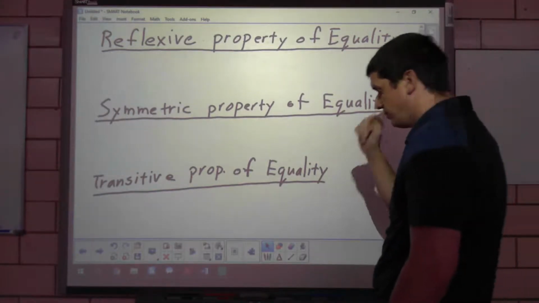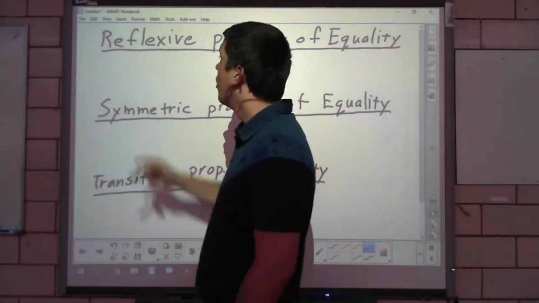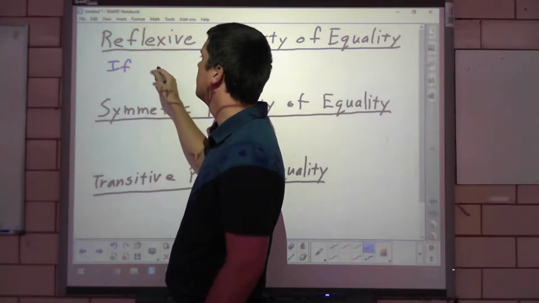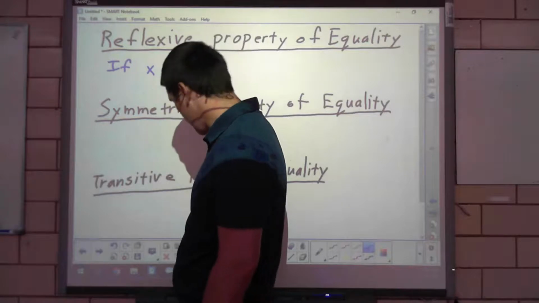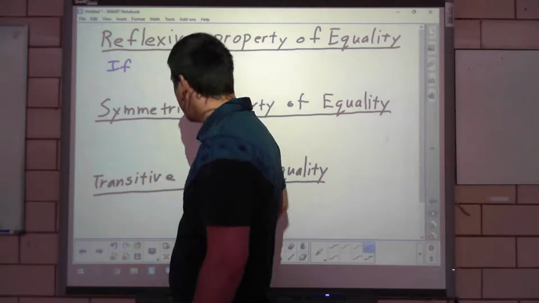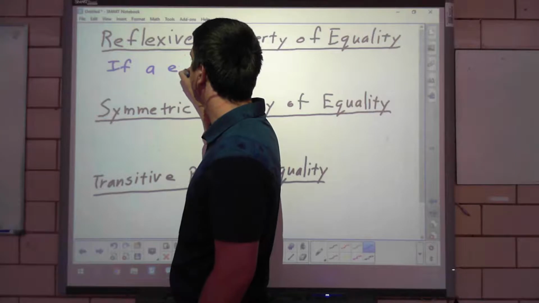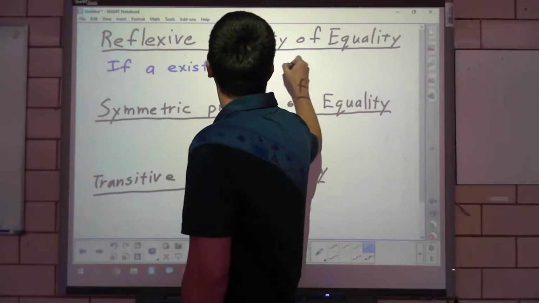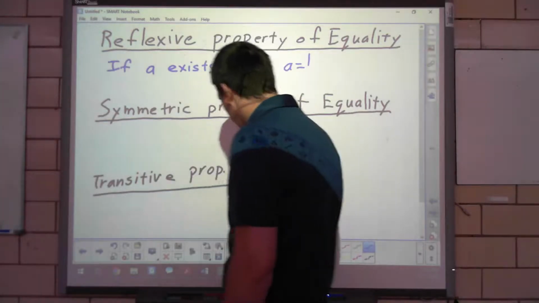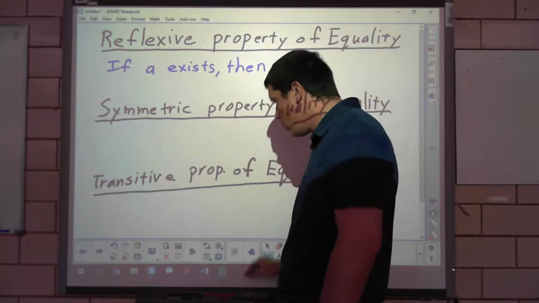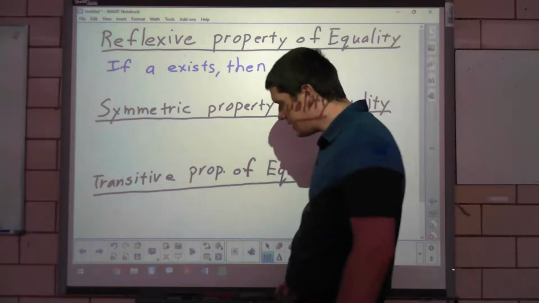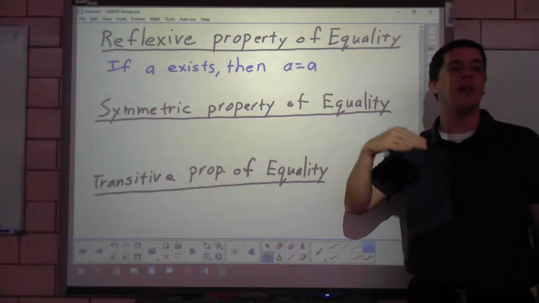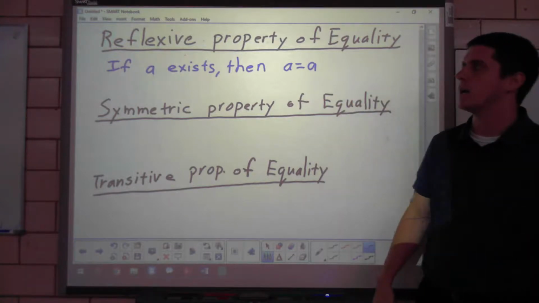So, what the reflexive property states is if A exists, then A equals A. We can always say something is equal to itself. I am as tall as me. That's the easiest way to think about it.